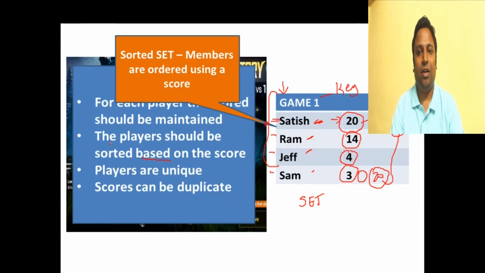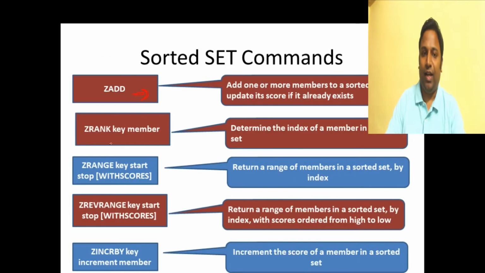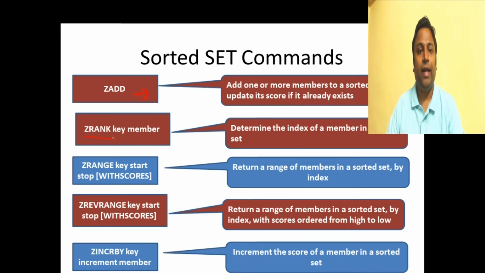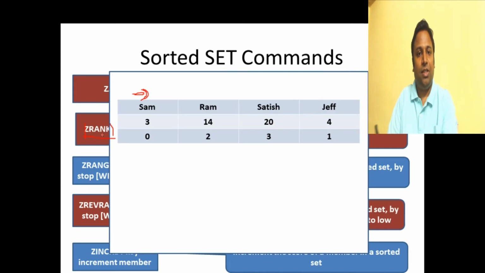Let's look at the next command that's available to us, ZRank. Using the scores, a rank is assigned to all the members in the set, and we can know the rank by using this command called ZRank. So let's take a look at what this ranking scheme is. Say we have Sam who has killed 3 enemies, Ram 14, Satish has a score of 20, and Jeff has got a score of 4. A rank is associated with every element based on the scores. See who has the least score here? Sam has the least score, so his rank starts from 0.